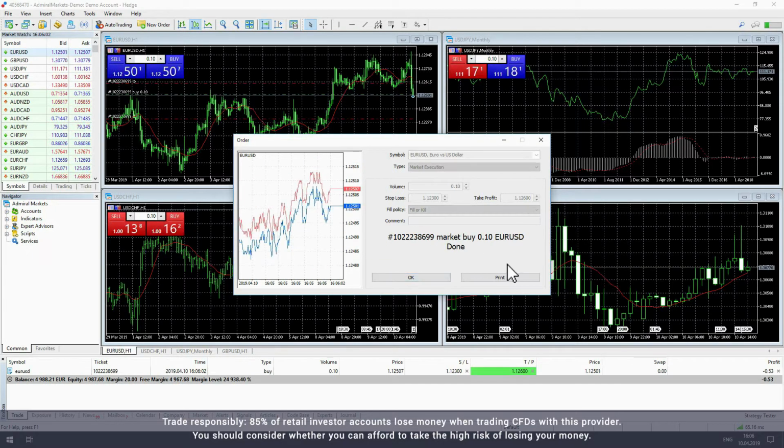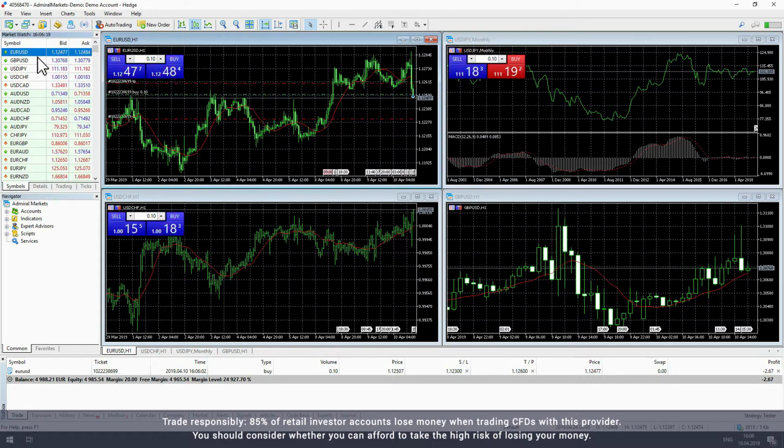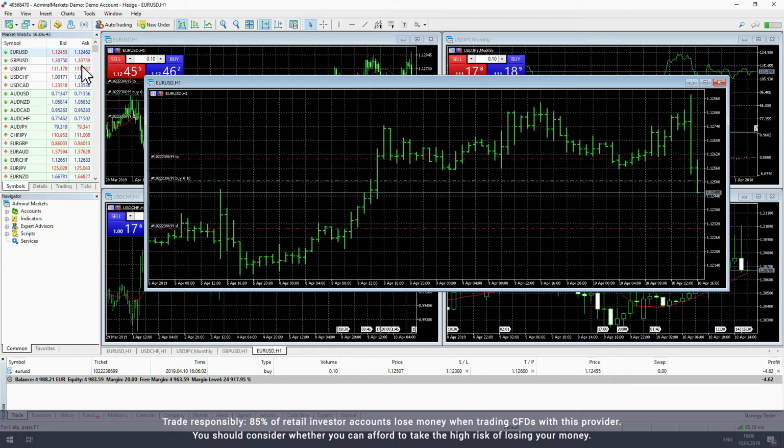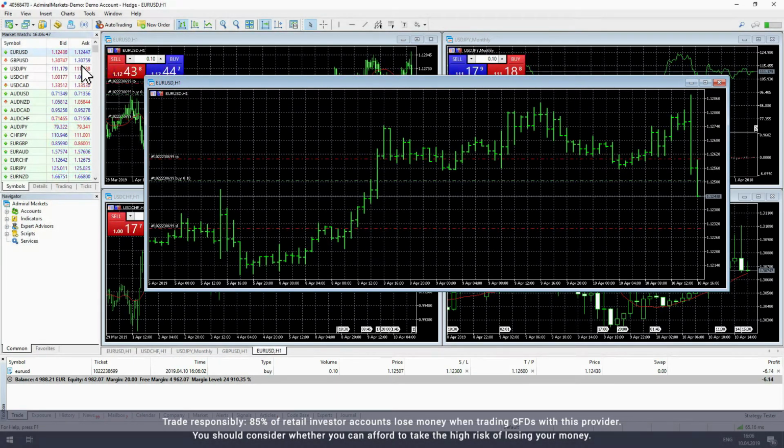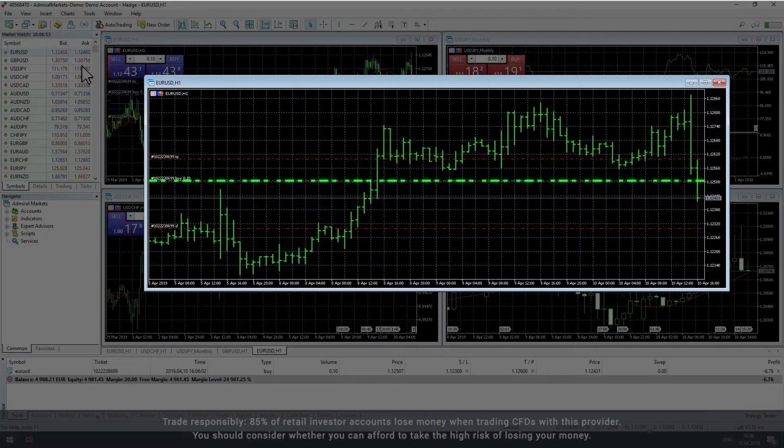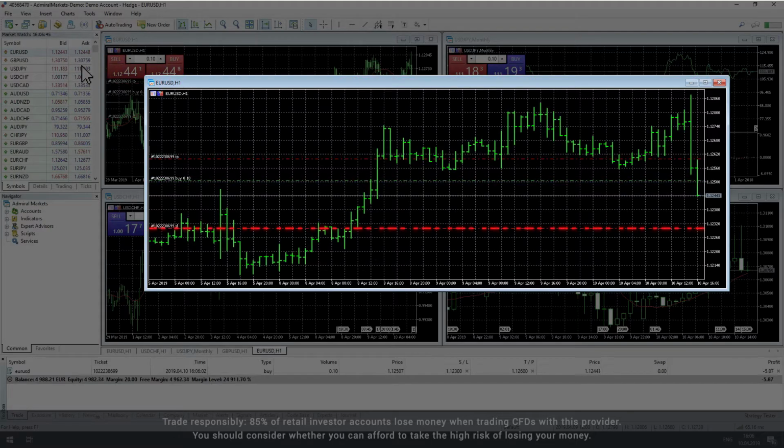When we open the trade, the stop loss and take profit will be added to the trade. You can see the stop loss and take profit levels in both the chart window and the toolbox. In the chart window, you can see the price at which you open the trade marked by a green dotted line. The red dotted line below this is your stop loss, and the red dotted line above this is your take profit.